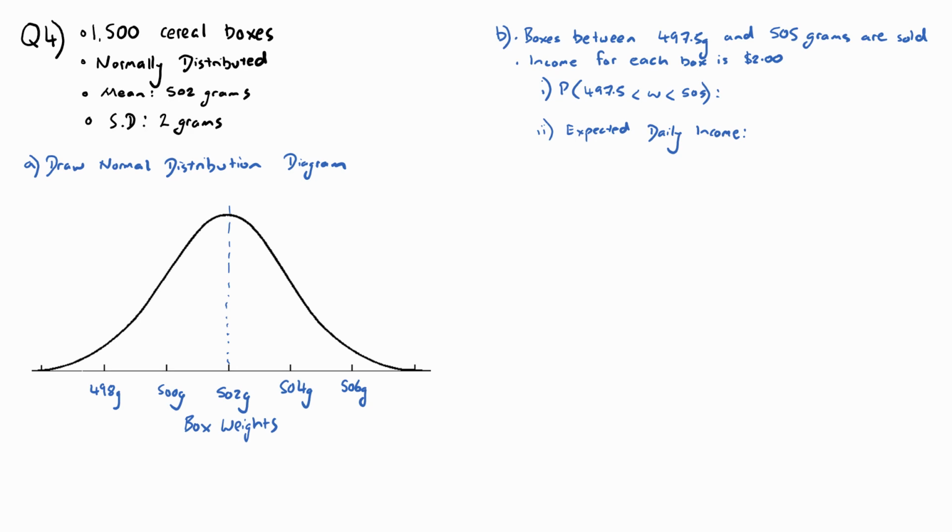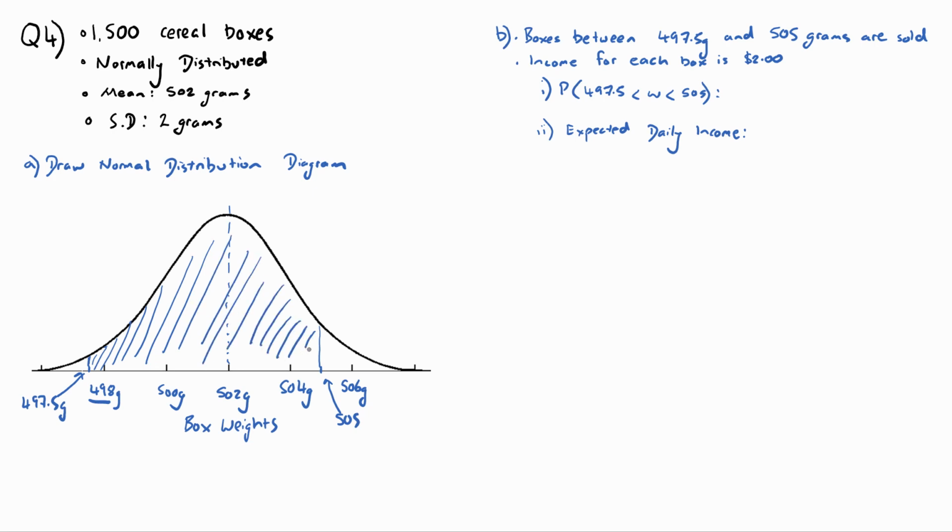Let's just firstly have a look at this range of weights, and we'll show it on the normal distribution diagram here. So 497.5, well, this is 498 here, so 497.5 will be approximately about here, let's say. And I'll just illustrate that now. 497.5 is there. And then 505 grams is right in between 504 and 506. So that'll be 505. So we are interested in this range here that I'm shading.